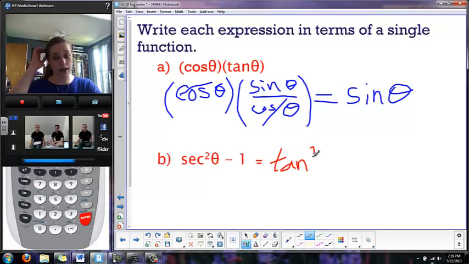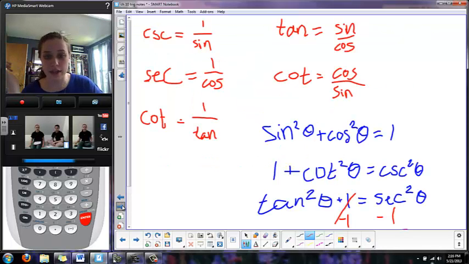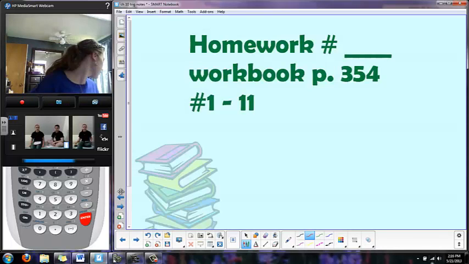Now, if you don't have that squared right there, then you're going to get it wrong, okay? Because secant squared theta minus 1 is not equal to tangent by itself. You need that squared.